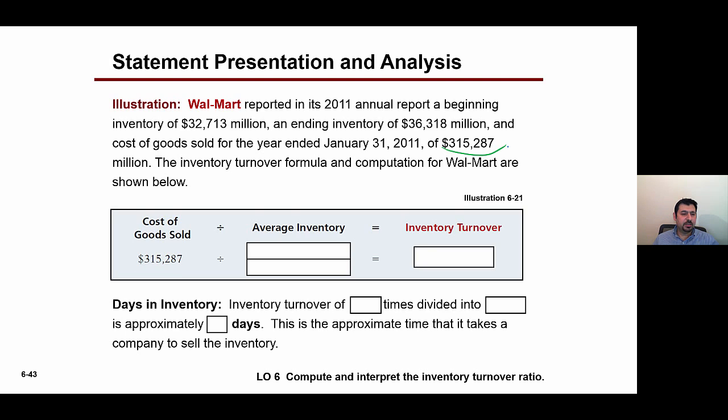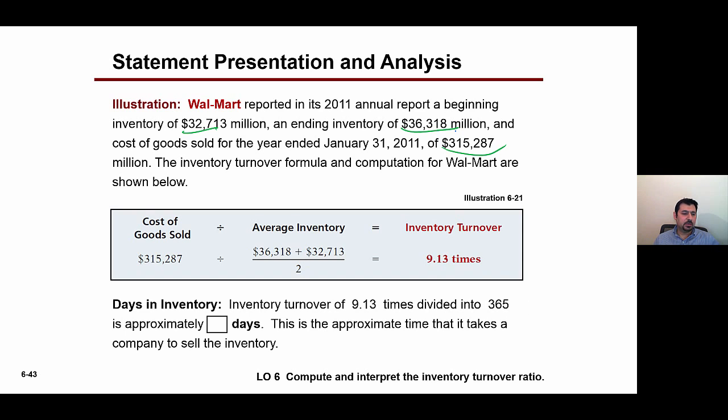So the cost of goods sold is 315,287. We divide it by the average inventory. The average inventory will be beginning inventory plus ending inventory over 2. And that would give us the inventory turnover. What this means is that Walmart sold its inventory 9.13 times during 2011. If we divide 365 by 9.13, we get 40 days, and that simply means that it takes approximately 40 days for Walmart to sell its inventory.